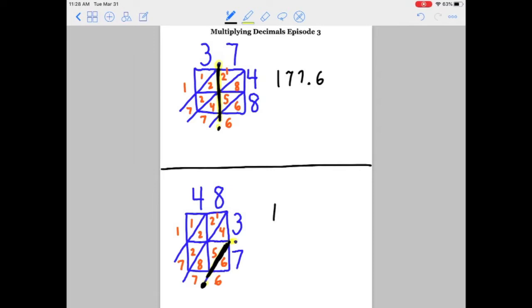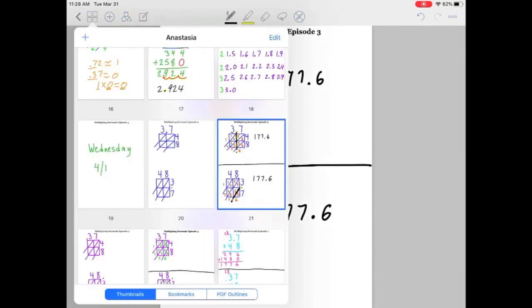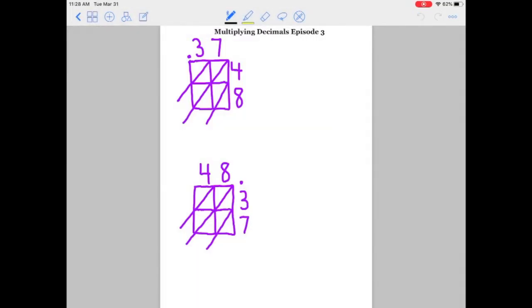So again, I got 177.6. Okay, so for the first one, it falls straight down because it had nobody to bump heads with. The second one, it's only on the side, so it goes down the slide. I have another example for you. Here they are.